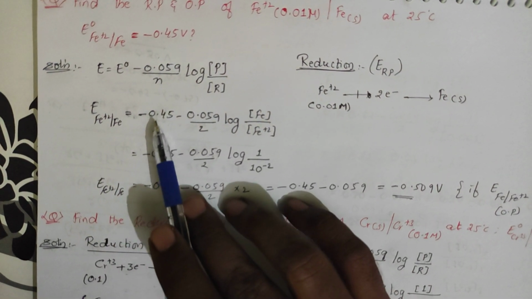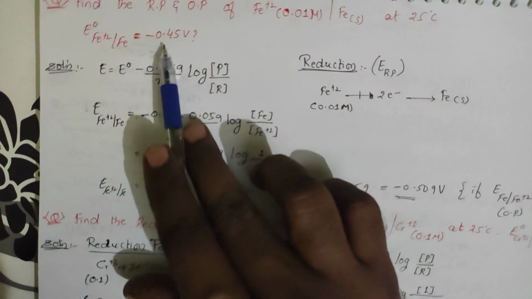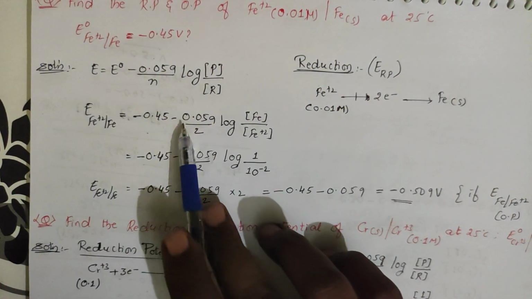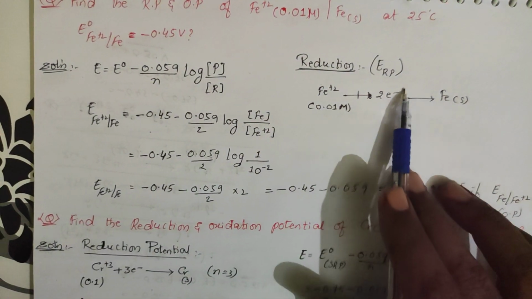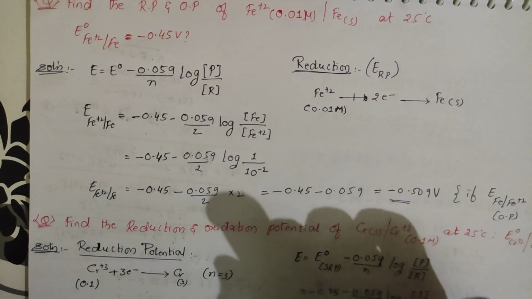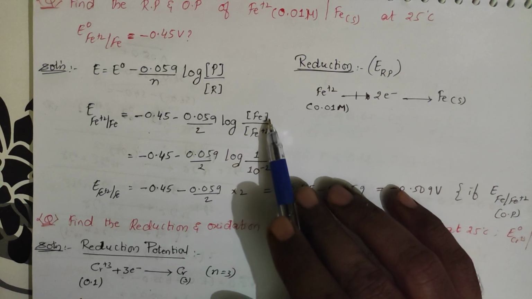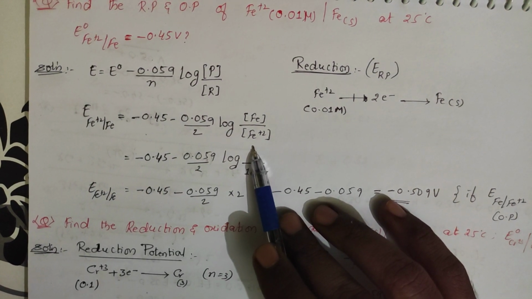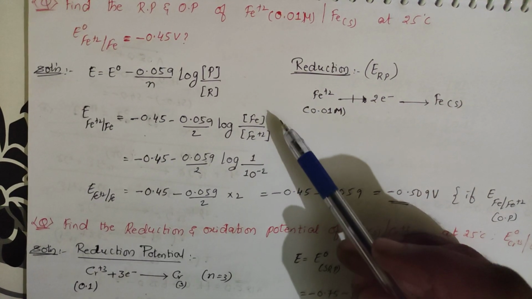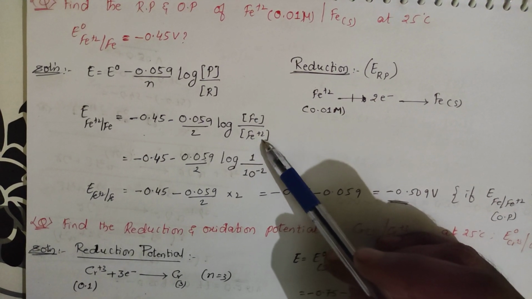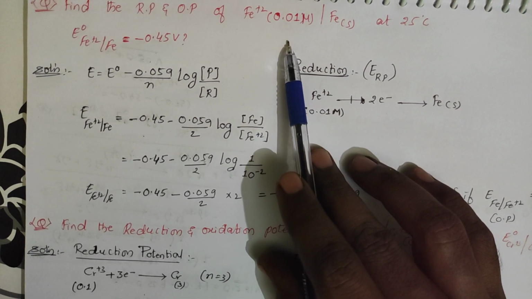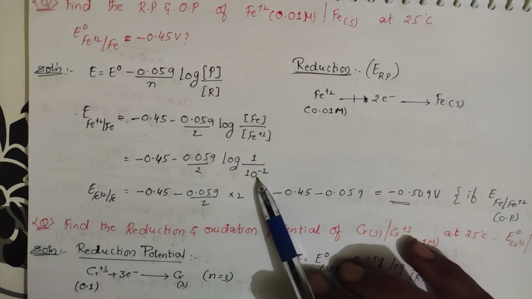That is equal to minus 0.45, because E naught has been given here as a reduction potential only, no problem, minus 0.059 by how many electrons are being involved. You are getting 2 electrons involved, right? So it is by 2 log iron concentration by Fe plus 2 concentration, and we know that for solids in chemical equilibrium we take the concentration as 1, so the concentration of iron will be equal to 1, and Fe plus 2 has the concentration mentioned here, 0.01. So it becomes 10 power minus 2.